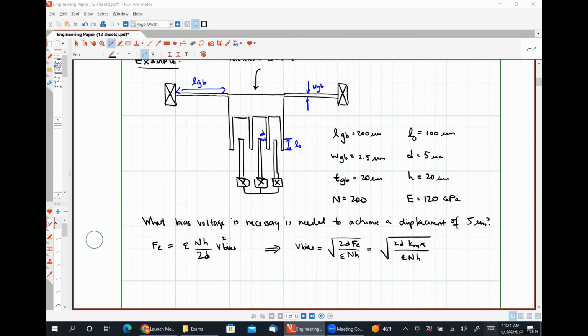So how do we calculate the mechanical spring constant for this system? Well, this is just 2 guided beam springs connected in parallel, right? So Km for this is going to be EI over 12 LGB cubed, actually twice because there's two of them, where I is the moment of inertia here.